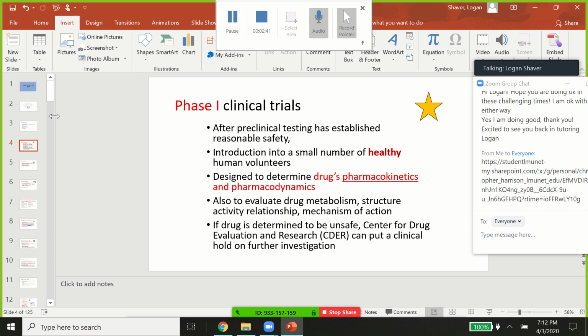But anyway, so phase one, notice that it's only healthy human volunteers. You don't have anybody that actually has the disease or the condition that this drug is trying to target. It's only healthy people. And the reason that you do phase one, the point behind it, is that you're trying to understand the drug's pharmacokinetics and pharmacodynamics. So that's the whole point of phase one. So make sure you know the point of phase one and that it's healthy individuals.